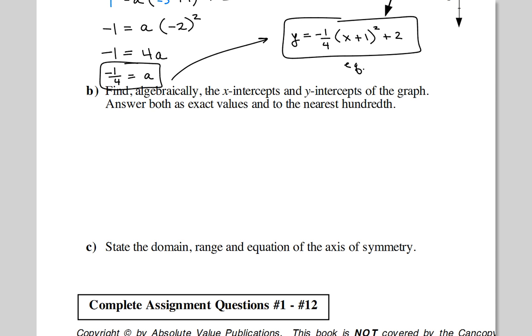All right, next. Find algebraically the x-intercepts and the y-intercepts. And then they want the exact value and the hundredth. So once you get those radicals, put it in your calculator. Do the y-intercept first. That's very easy. When x is 0, what happens? -1/4 times 1 squared plus 2. What's 1 squared? 1. So you have -1/4 plus 2.